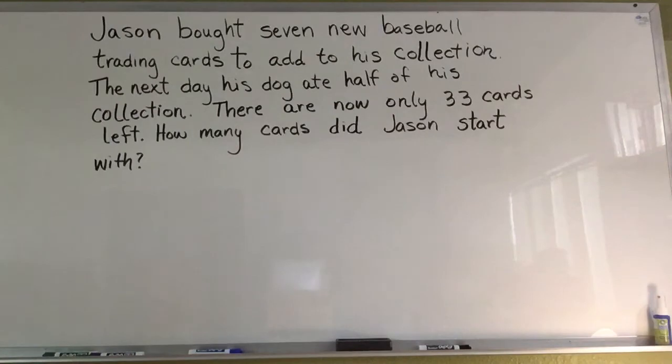Jason bought 7 new baseball trading cards to add to his collection. The next day, his dog ate half of his collection. There are now only 33 cards left. How many cards did Jason start with?